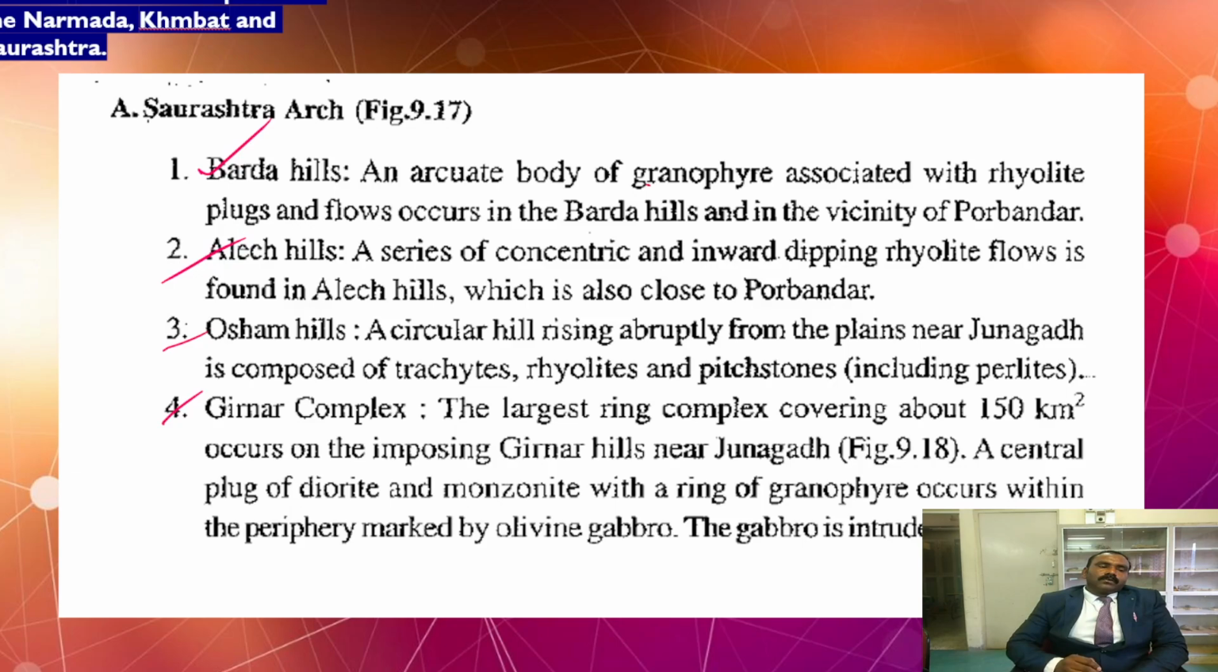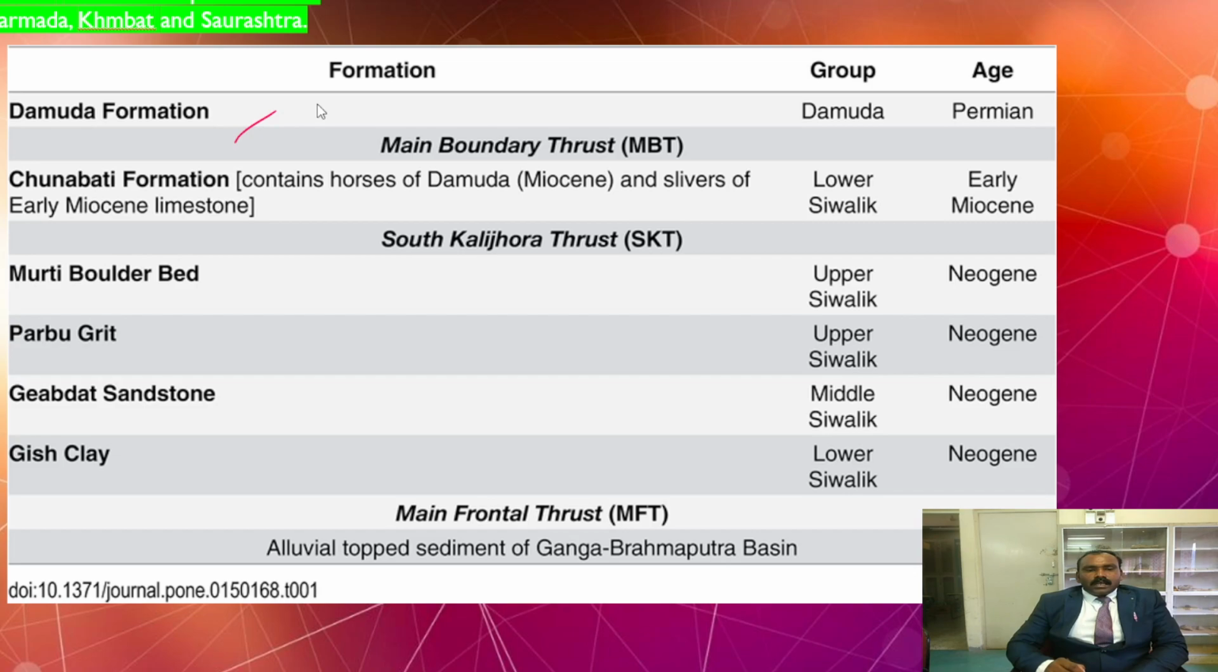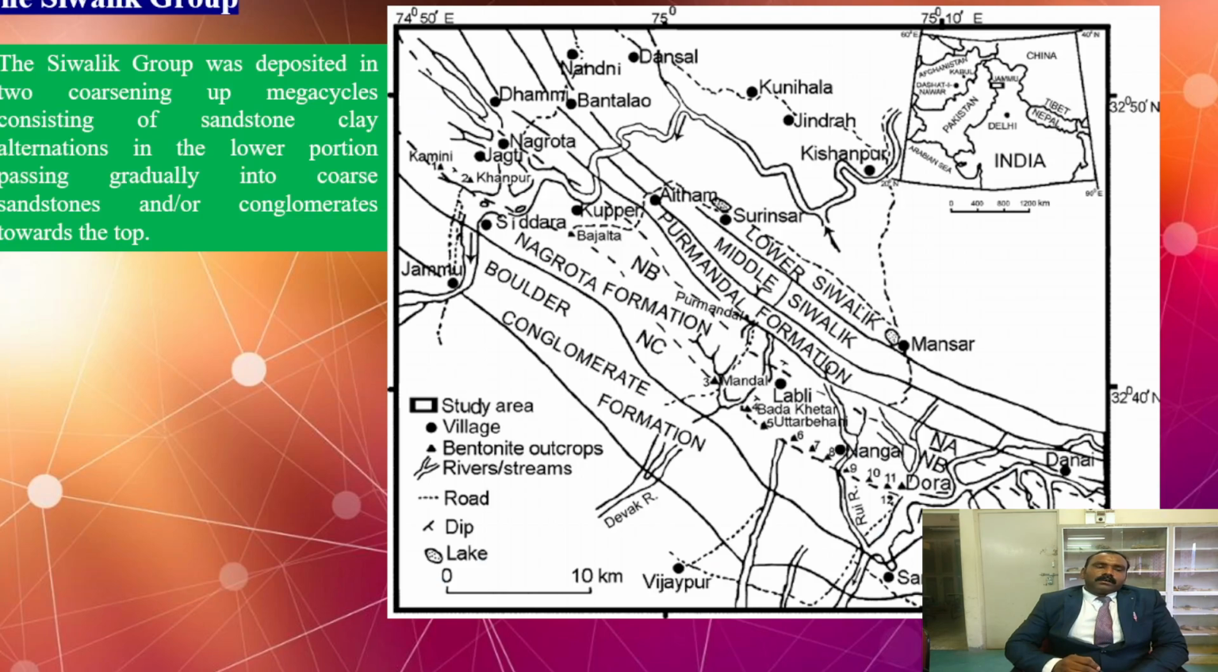This is the Damuda formation, where sandstones and other rocks are situated. Coming to the Shivalik group, the Shivalik group was deposited in two coarsening-up mega cycles consisting of sandstone and clay alternation, with the lower portions passing gradually into coarse sandstones and conglomerates. The Shivalik group is situated in the northwestern region of the Indian subcontinent, particularly in Jammu and Kashmir.